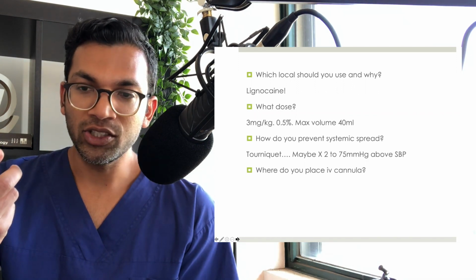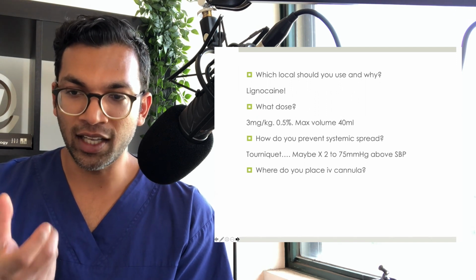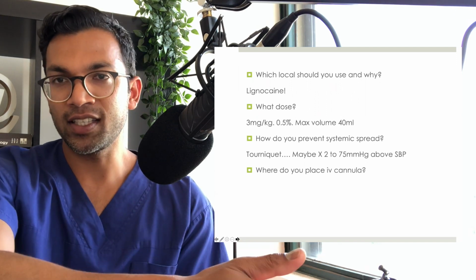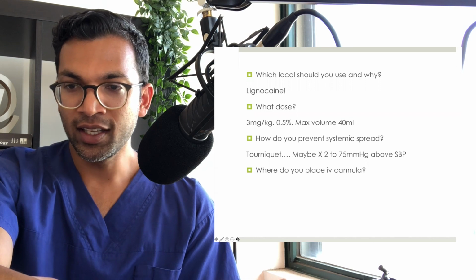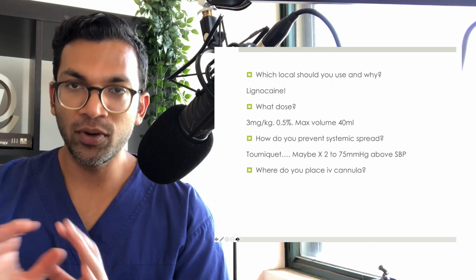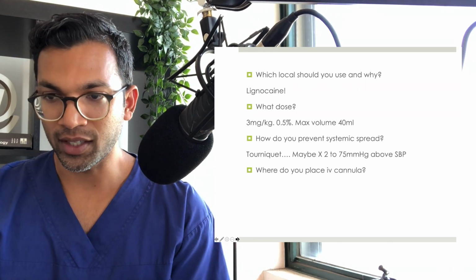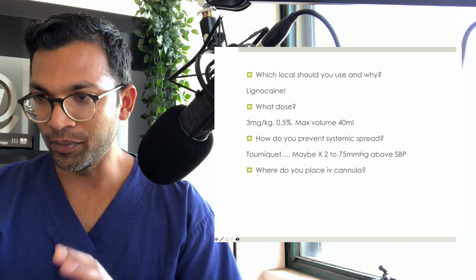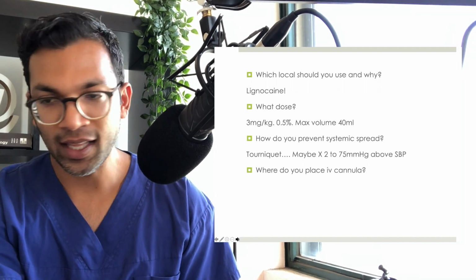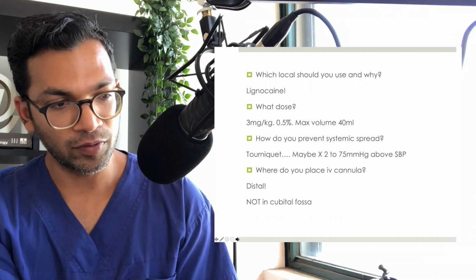When you have a syringe, the pressure you can deliver with that syringe is an incredibly large pressure. So if your cannula is here, that pressure of injection can go underneath the tourniquet and make it go systemically. That's a horrendous problem that you don't want to have, and that's why you need to place the cannula distally. It's a really big error that has happened in the past. So it's distal that you must place it, not in the cubital fossa.